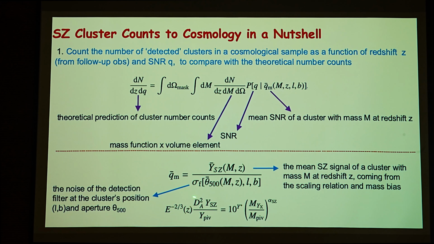Now, there is also a noise over which these clusters are detected. The noise is determined by a filter at the cluster's position. Because we want to detect SZ in a fixed aperture, which is typically R500 or theta 500, you have a scaling relation which connects these two.